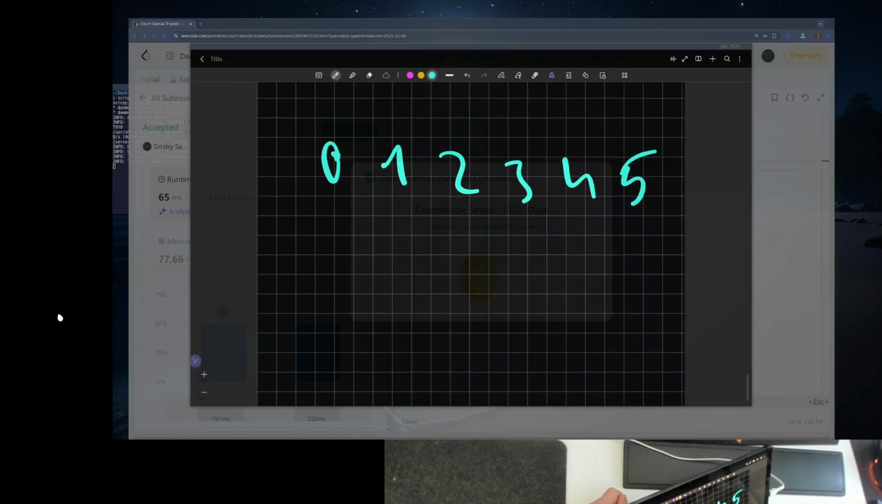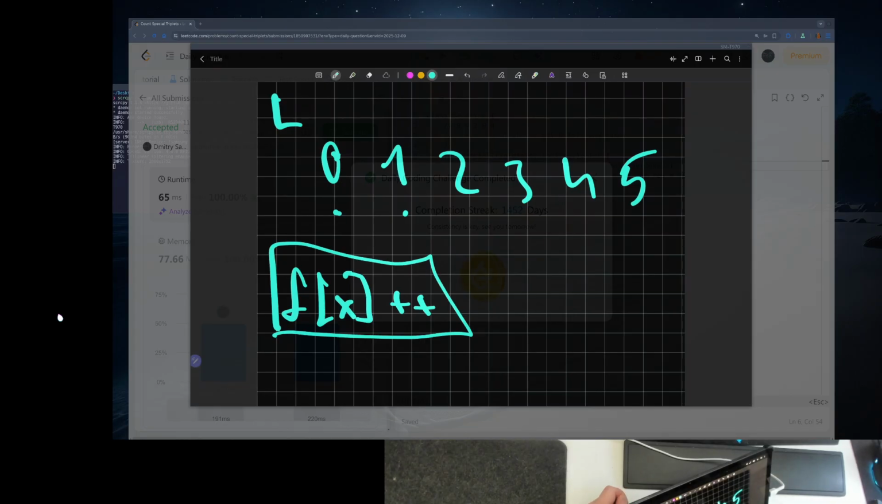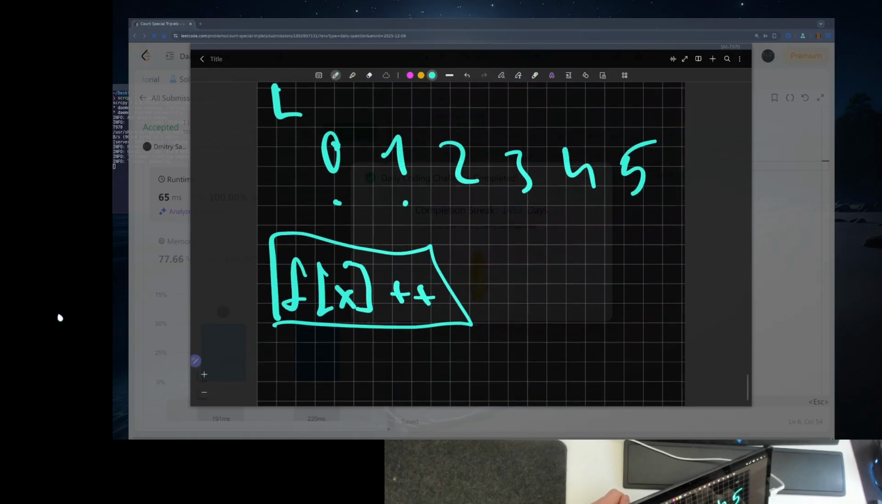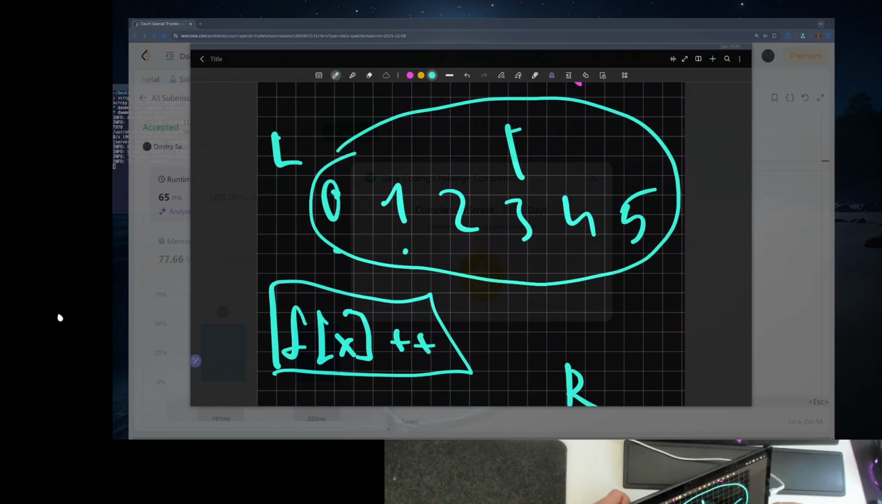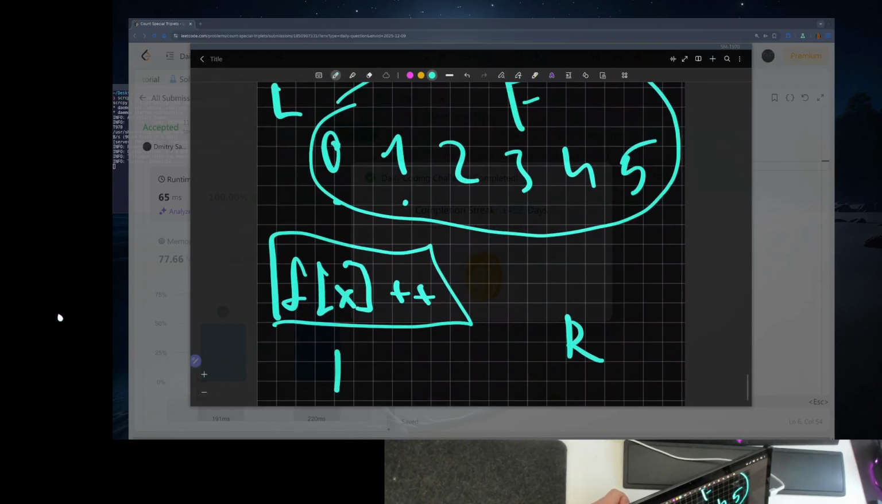Let's consider some numbers, and let's consider only lefts. So the lefts is very simple. We just go, and as we go, we compute this frequency of x plus plus. This would be counting on the lefts. And to count the rights is also not very hard. We can pre-compute the total frequency over the whole array, and the right would be total frequency minus left.